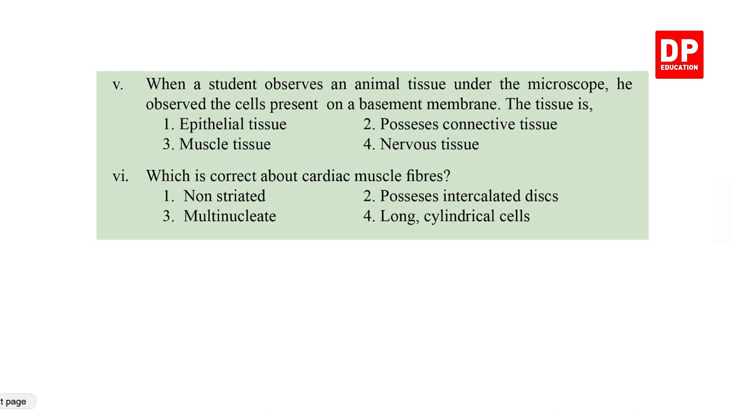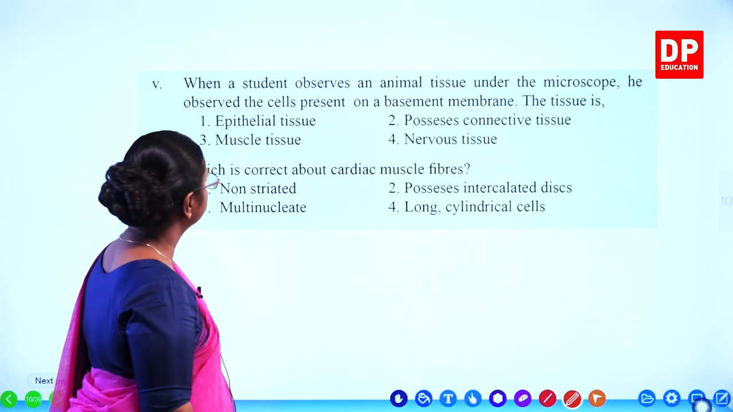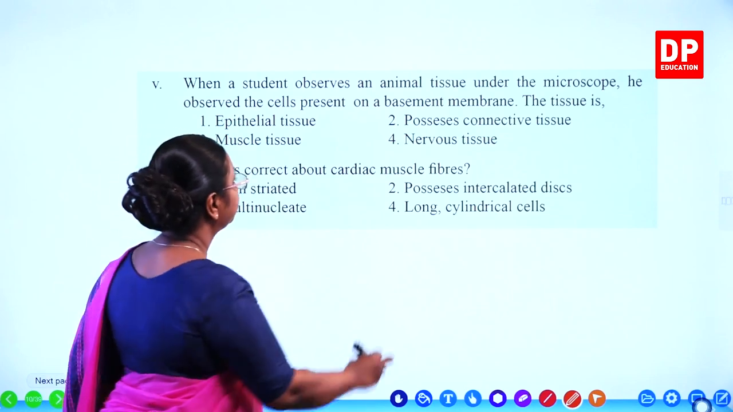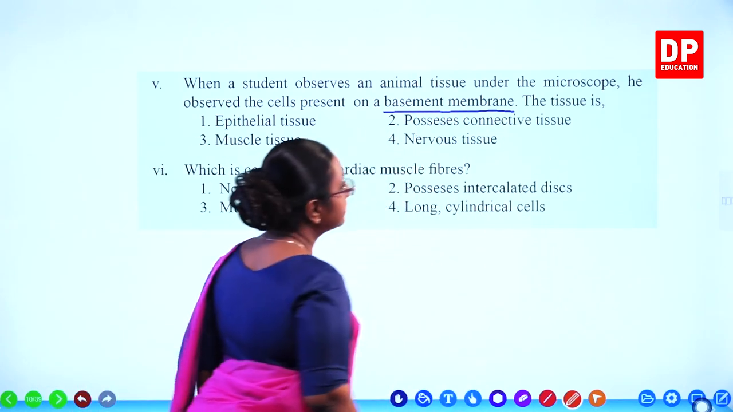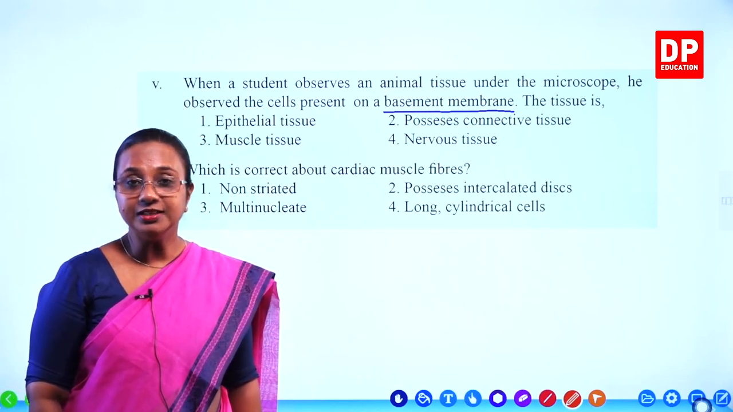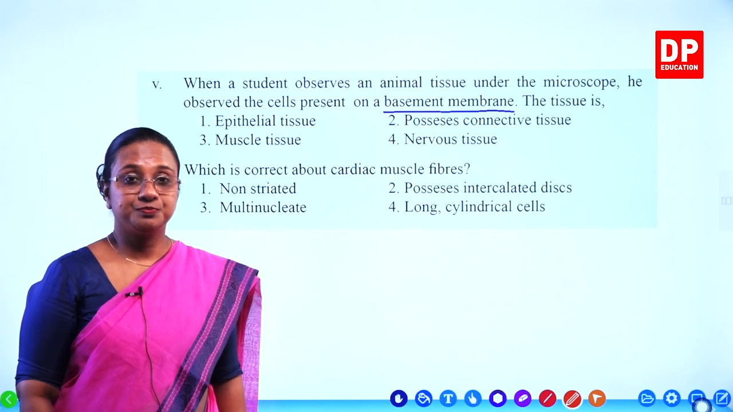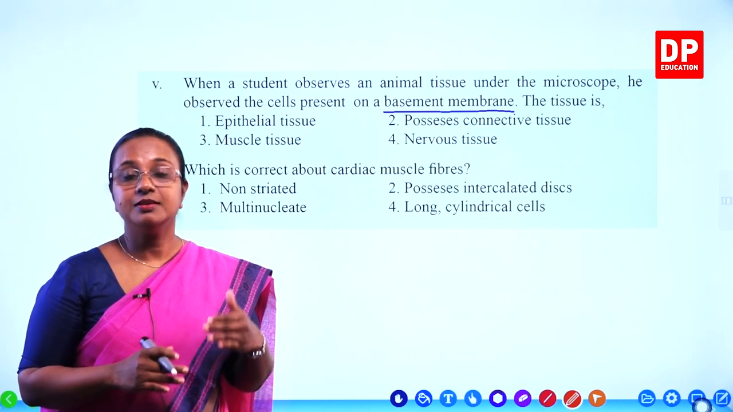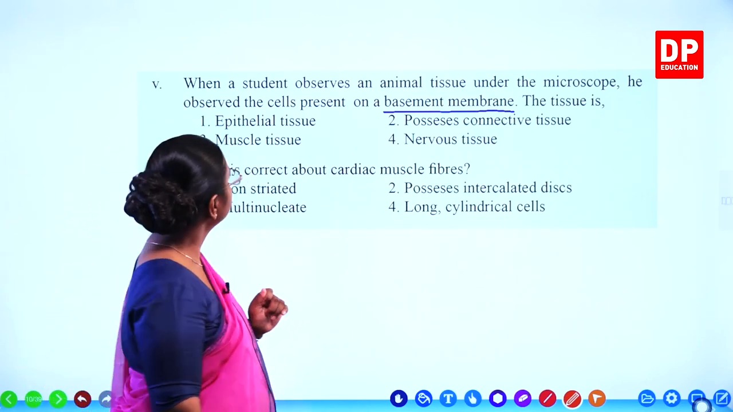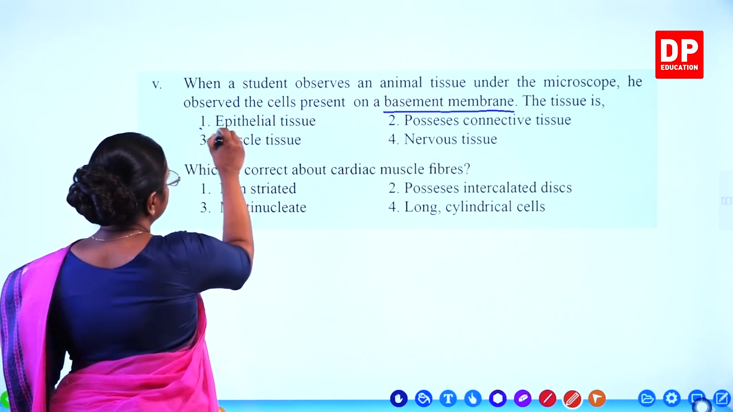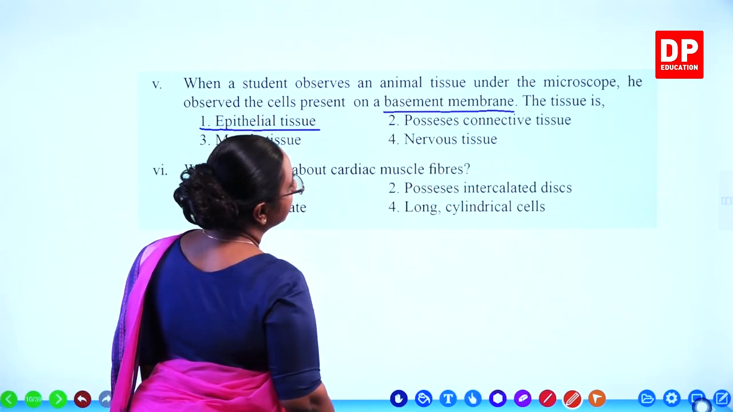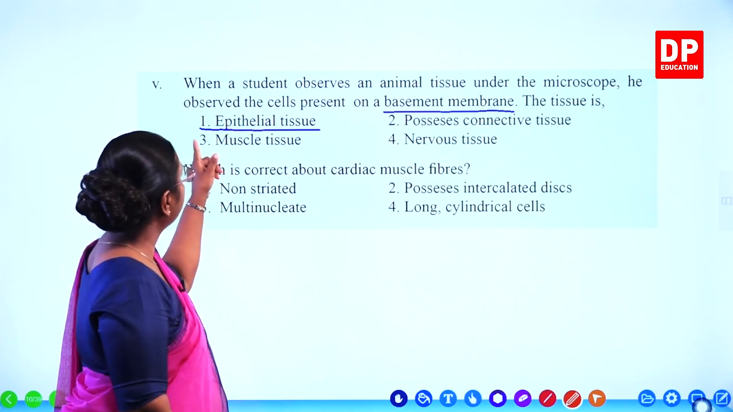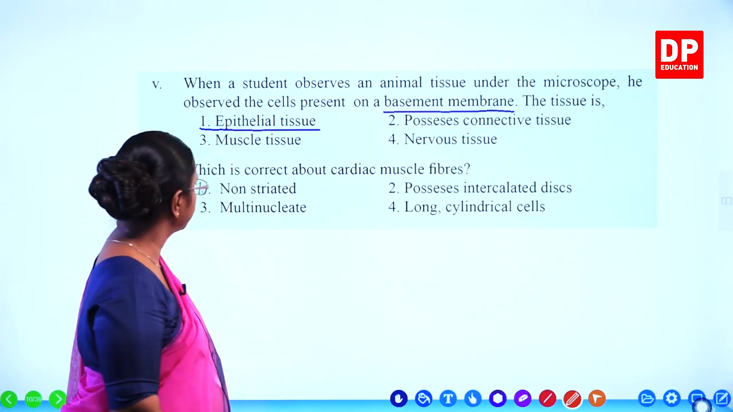I will move on to the next question. When a student observes an animal tissue under the microscope, he observes the cells present on a basement membrane. You know this is a special feature of the epithelial tissue. All the cells are tightly packed and they are all arranged on a basement membrane. The tissue is epithelial tissue. So the answer is epithelial tissue.